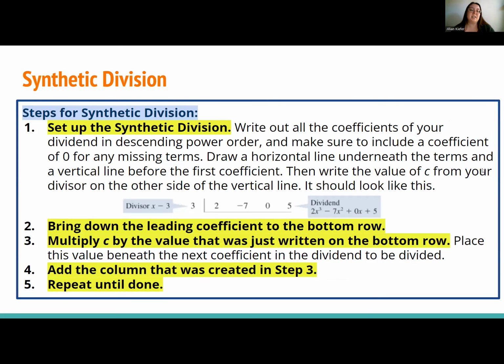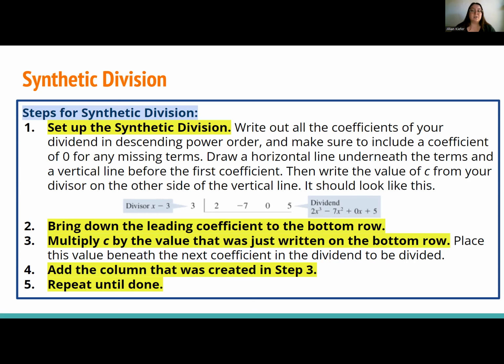Our first step would be to set up synthetic division. That is usually the first step in all of these types of problems, to just set it up. To set up, you'd write out all of the coefficients of your dividend in descending power order. If it's not already in descending power order, you would rewrite it that way. So this would be x to the power of 3, x to the power of 2, x to the power of 1, x to the power of 0. It's descending exponents. Then you make sure to include a coefficient of 0 for any missing terms, just like last time.